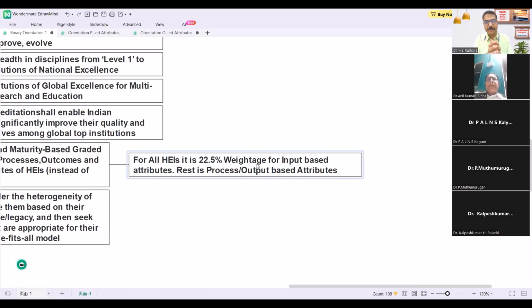The input-based metrics would have only 22.5%, and the rest would be process and outcome-based metrics. So I will be giving you a few glimpses of what is the meaning of input-based metrics, what is the meaning of process-based metrics, and what is the meaning of outcome-based attributes.